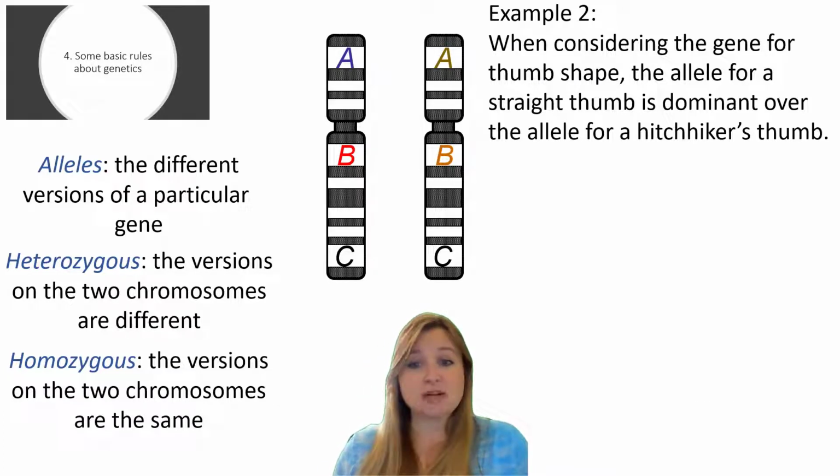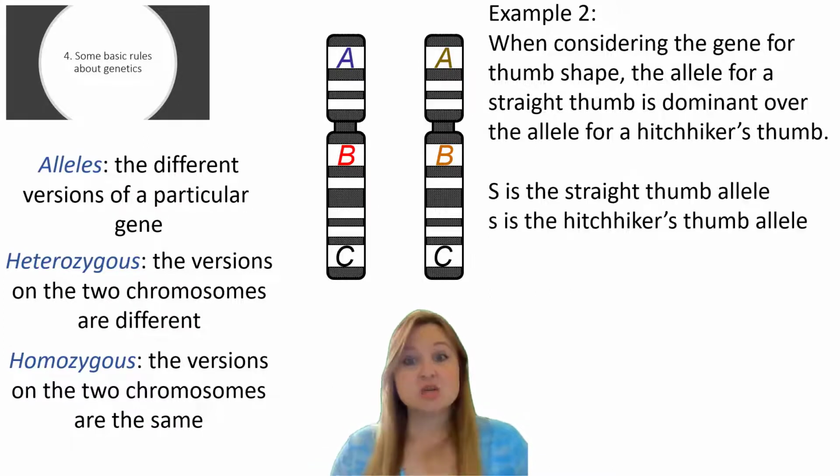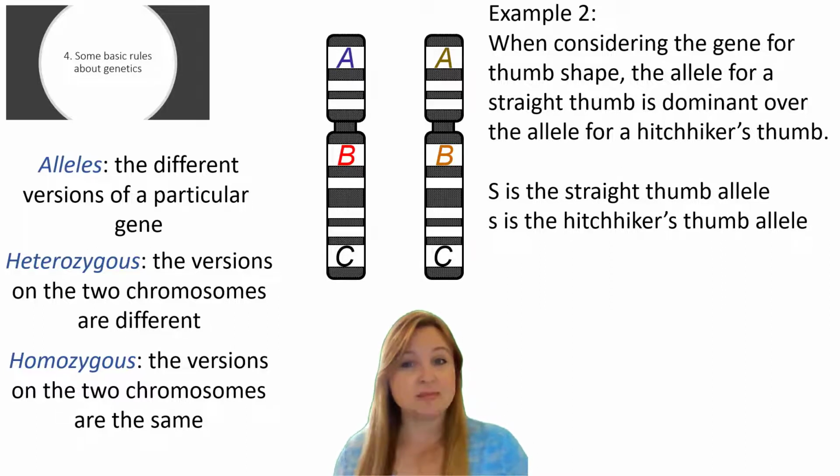So in this case, the dominant one is the straight thumb. Straight, we're going to use the letter S. Capital S is going to refer to the dominant allele for a straight thumb, whereas lowercase s is going to refer to the hitchhiker's thumb.